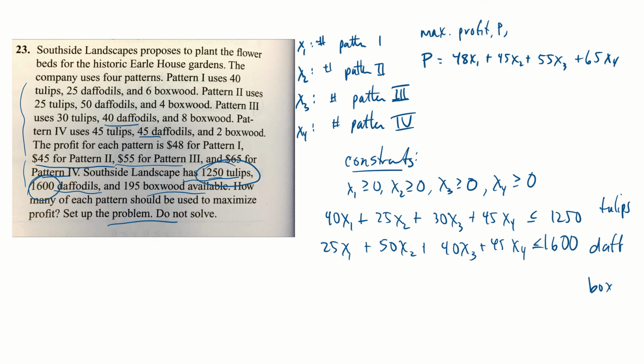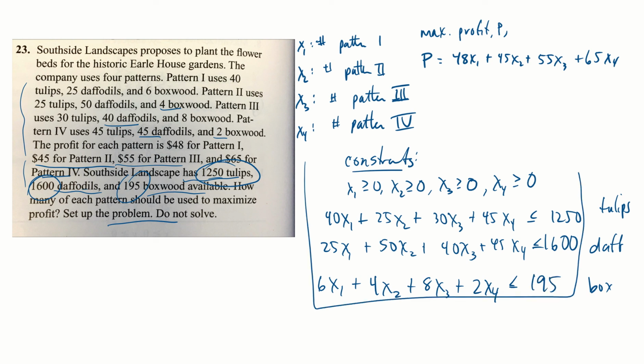And then boxwoods, how many boxwoods? Pattern 1 uses 6. Pattern 2 uses 4. Pattern 3 uses 8. And pattern 4 uses 2. And that has to be less than or equal to 195. So there are my constraints that I have to satisfy, and then I want to figure out what values of x1, x2, x3, x4 make this the maximum. Okay, I'm going to stop this one there, and we'll pick up on part 2 in the next video.